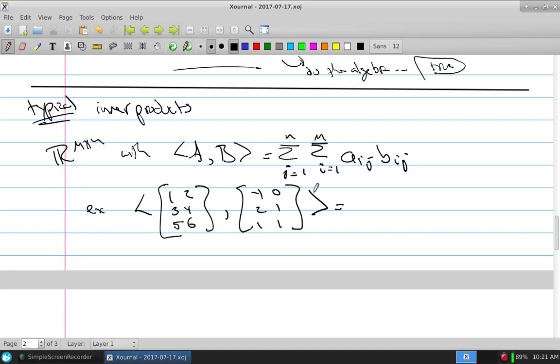Just take same positions. What's 1 times -1? -1 plus, what's 2 times 0? 0. Plus, what's 3 times 2? And then 4 times 1. 5 times 1. 6 times 1. And so what's this inner product? 20. It's 20. Just multiply same positions, add everybody up, you get a single scalar value.